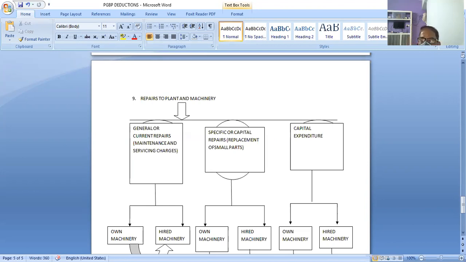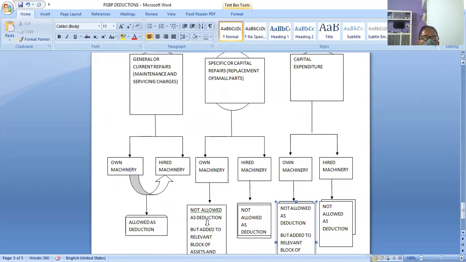Now, again, if it is general or current repairs, whether it is your own machine or hired machine. Sometimes in business, you either use your own machine or you take equipment from others on rental basis, a hired machine. In both cases, if it is general or current repairs, that is allowed as deduction. Maybe it is your own machine or you are taking the machine on hire basis or rental basis. In both cases, the deduction can be allowed. That means we can treat it as business expenditure.